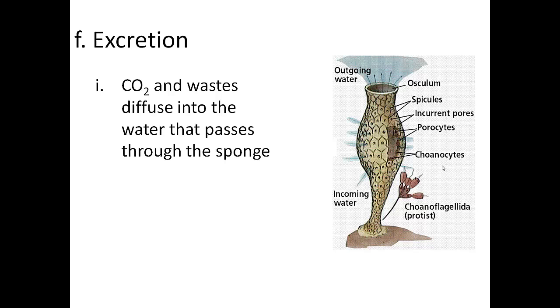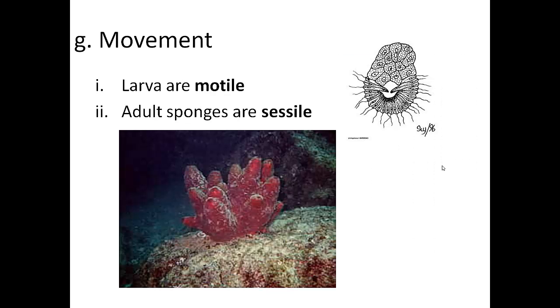How sponges get rid of their wastes. Carbon dioxide basically diffuses out of their cells into the water that is surrounding the sponge, and that happens with other wastes as well. The water then carries the wastes away, so they're not by the sponge anymore and don't poison it.